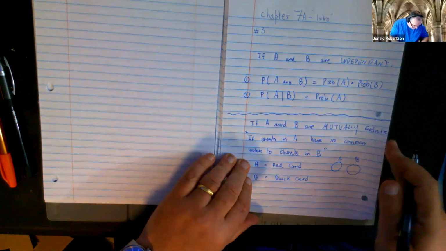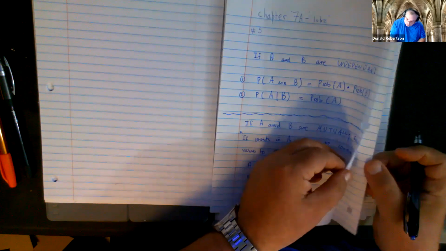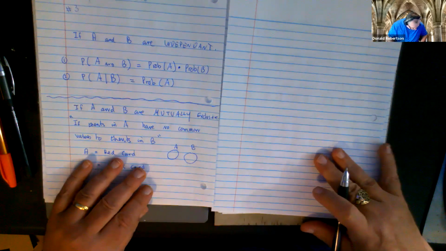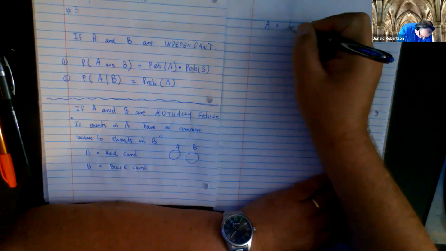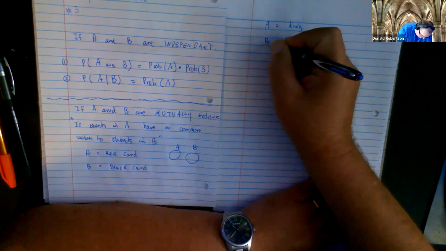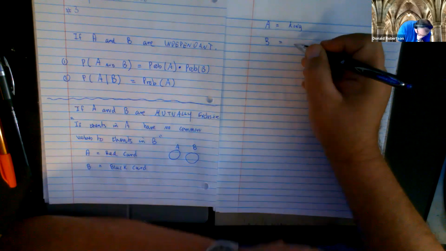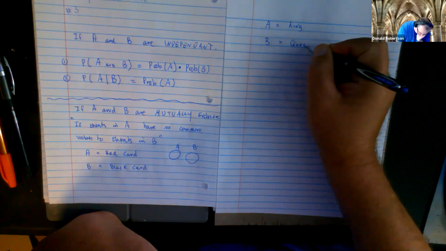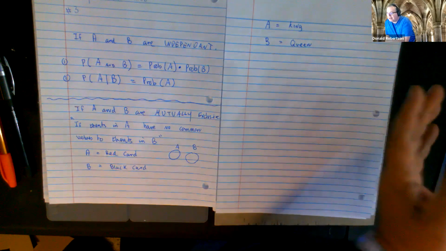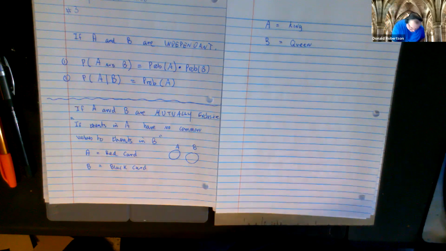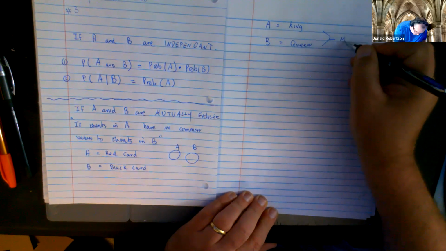So what would be another example of mutually exclusive? And then I'll show you one that's not mutually exclusive. Sometimes the not version is easier. Suppose A was you got a king, and B was you got a queen. These two events are mutually exclusive. If you're a king, you can't be a queen, and if you're a queen, you can't be a king. If you're red, you can't be black. If you're black, you can't be red. These are mutually exclusive events.